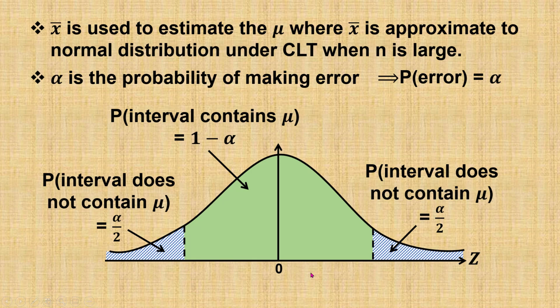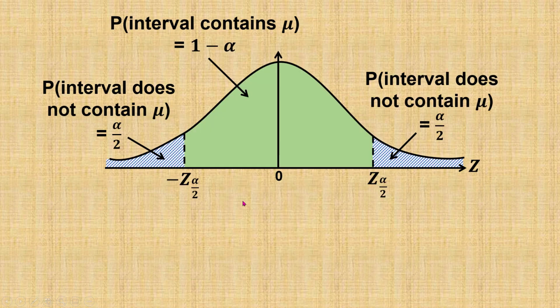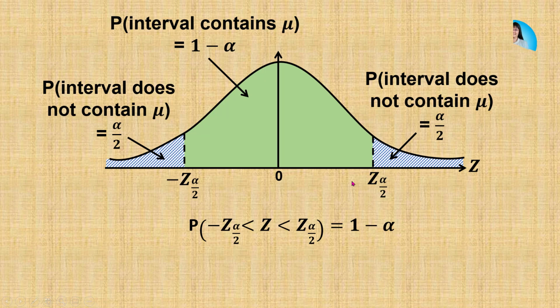These two values can be found by using the normal table based on the probability here. From the table, this is the z value that we call z alpha over 2. This is the negative z alpha over 2. Therefore, the interval which contains the population mean is the value of z in between negative z alpha over 2 up to positive z alpha over 2.